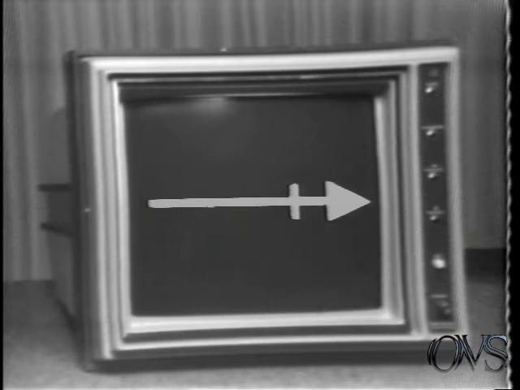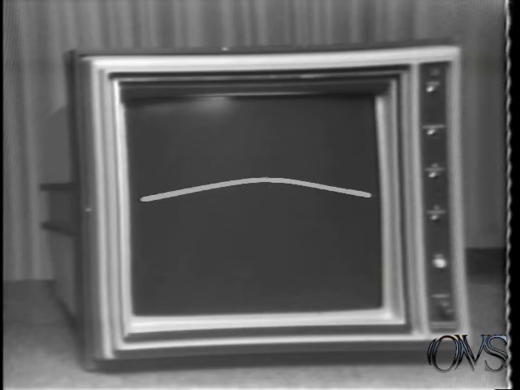For example, a nonlinear display might position the halfway point of a long vector here instead of here. Linearity is often confused with geometric distortion, which would cause a straight line to be displayed like this instead of this.